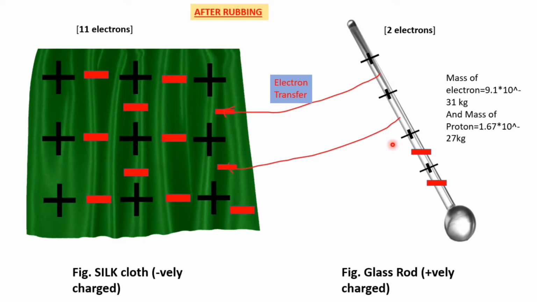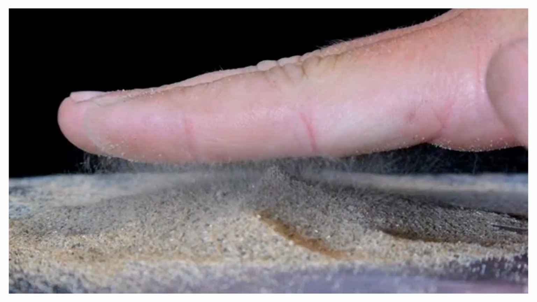So you can ask me why the electron transferred from this, why not the proton? Because the mass of the electron is lesser as compared to the mass of the proton. The proton's mass is 1.67 into 10 to the power minus 27 kg, but the electron's is 10 to the power minus 31 kg. It is so less and it is so big. So the proton's mass is greater as compared to the mass of the electron. That's why electrons transfer.